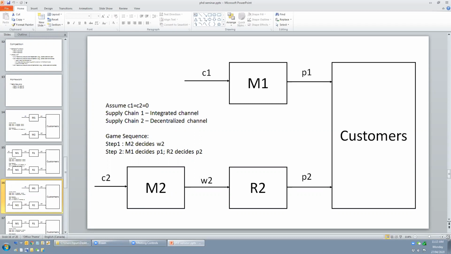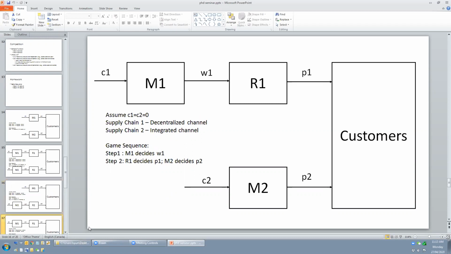As you can expect, we have the opposite situation where supply chain number 1 is decentralized and supply chain number 2 is integrated. So that means manufacturer 1 sells the product to retailer number 1 at price W1, and retailer number 1 sells the product to customers at P1. Manufacturer 2 sells the product to customers directly at P2. So we have 4 different possibilities.